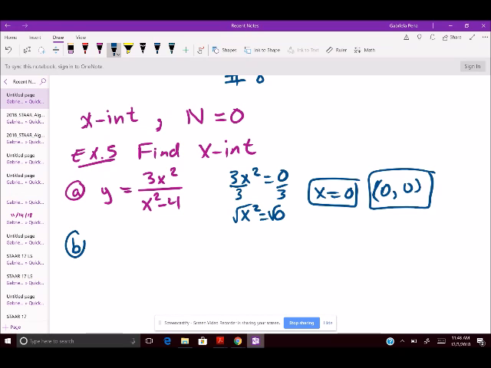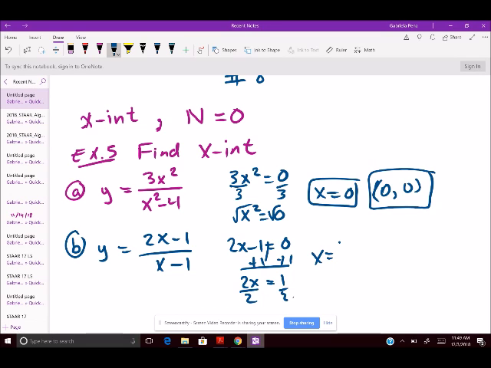Now, what happens if I get a problem that looks like this? 2x minus 1 over x minus 1. So who do I need to set equal to 0? 2x minus 1. So 2x minus 1, you set it equal to 0. You add 1. 2x equals 1. And then what do I have to do? Divide by 2. And I find out that x is what? 1/2. So what is my point going to be? 1/2, comma, 0.